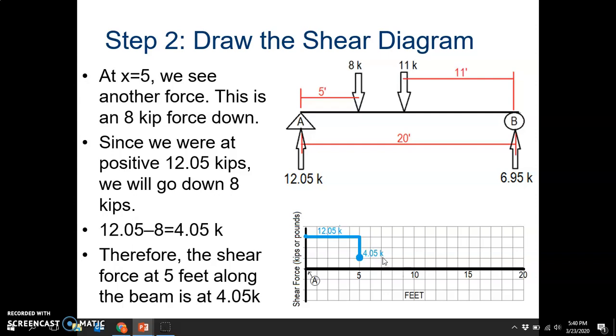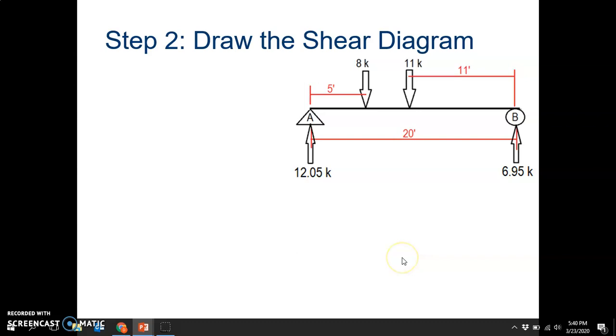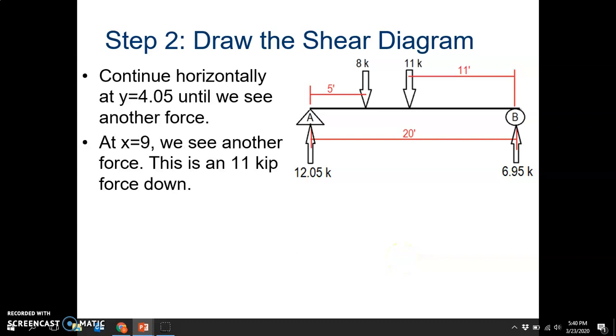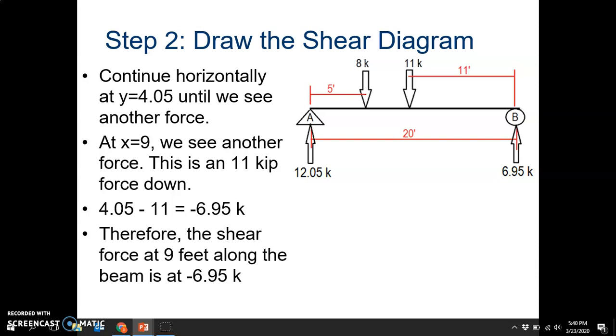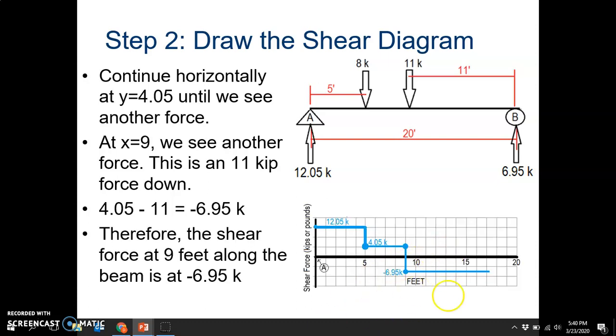Nothing's happening, nothing's happening. Boom. Right at 9 feet, something else happens. What happens at x equals 9 feet? I have 11 more kips of force going downward. So I was at 4.05, and I'm going to subtract another 11, putting me at negative 6.95. So the shear force at x equals 10 feet is negative 6.95.